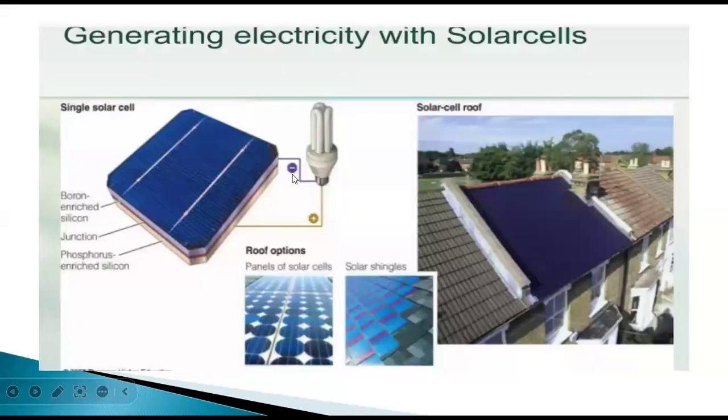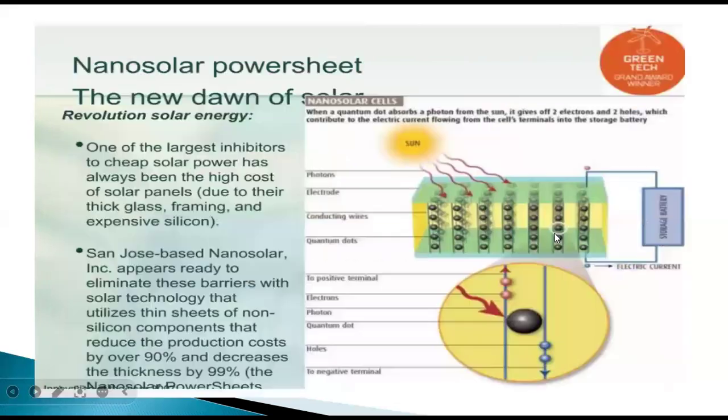Next, generating electricity with solar cells. By using solar cells on the rooftop, instead of a covered roof, we place a solar roof. By using a solar roof, we can generate electricity and reduce fossil fuels in this way. In the future, maybe most houses will be constructed with solar roofs. This is one of the remedies.